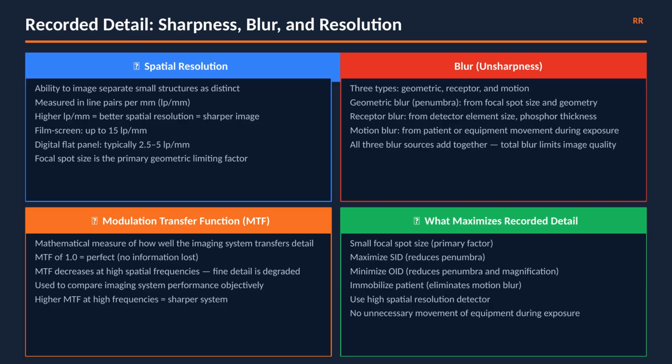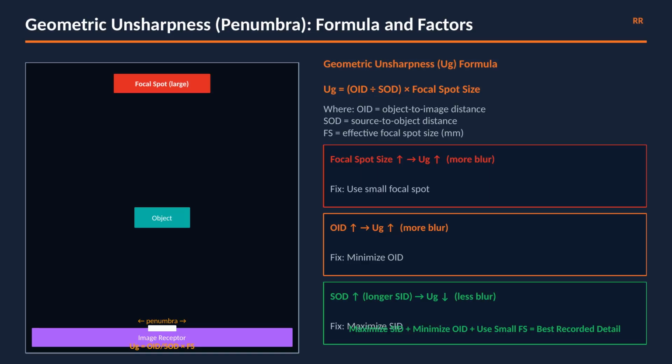Higher MTF at high frequencies is better. The geometric unsharpness formula, also called UG, is UG equals OID divided by SOD, times focal spot size. Where OID is object to image distance, SOD is source to object distance, and focal spot size is in millimeters. 3 factors control UG, and the direction of each.